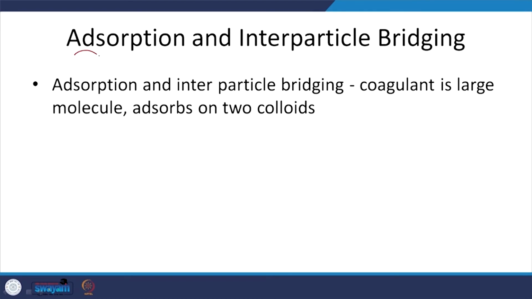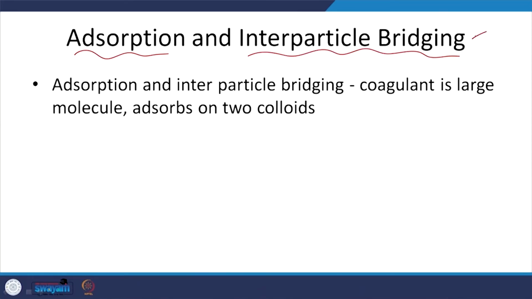Okay, so here we have adsorption and interparticle bridging. Until now we looked at charge neutralization, where I have a charge on the particle and I am neutralizing the charge. As I mentioned though, we have other aspects. One is interparticle bridging, and adsorption. So when does adsorption and interparticle bridging happen? The coagulant is a large molecule and it adsorbs on two colloids.